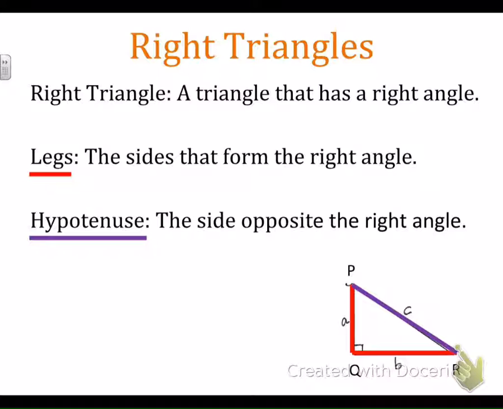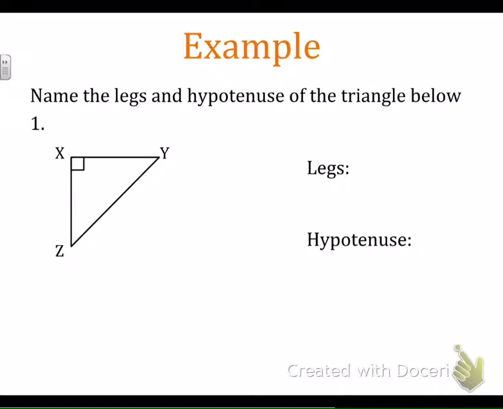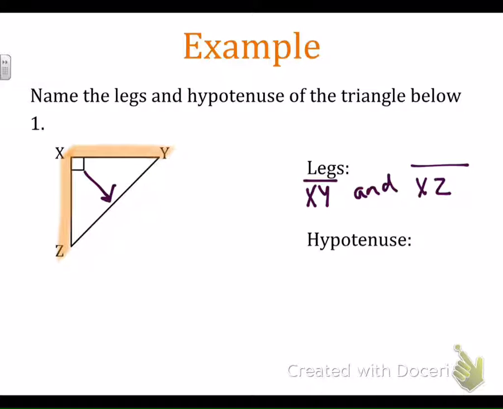So what I typically do is when I have a right angle, I draw an arrow across, and that is going to give me my hypotenuse. So name the legs and the hypotenuse of the triangle below. So the legs are going to be the ones that form the right angle. Okay, so that would be right there. So XY and XZ. The hypotenuse is directly across from the right angle. So that would be ZY.